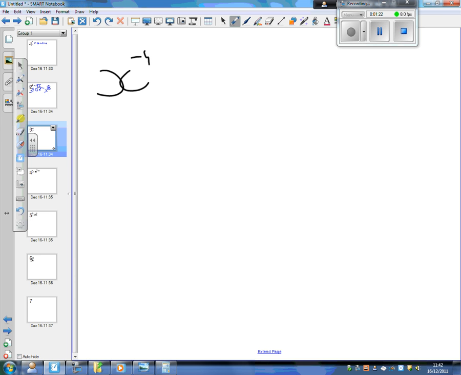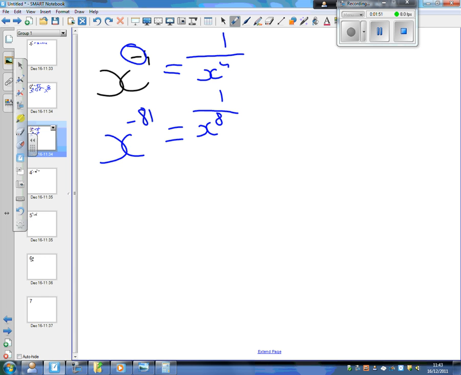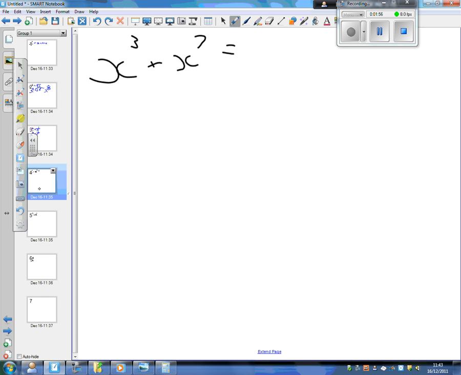Now if we move on to another one, x to the power of minus 4, this is a reciprocal. So what this means is x to the power of minus 4 is 1 over x to the power of 4. So again, the easiest way to remember this is the minus just means reciprocal, which means 1 over. So if I've got x to the power of minus 81, it equals 1 over x to the power of 81.